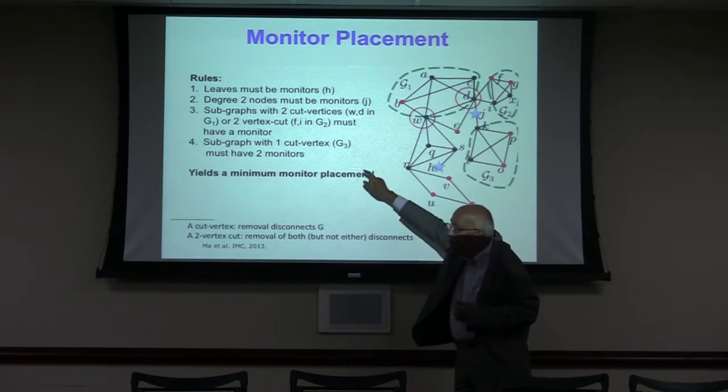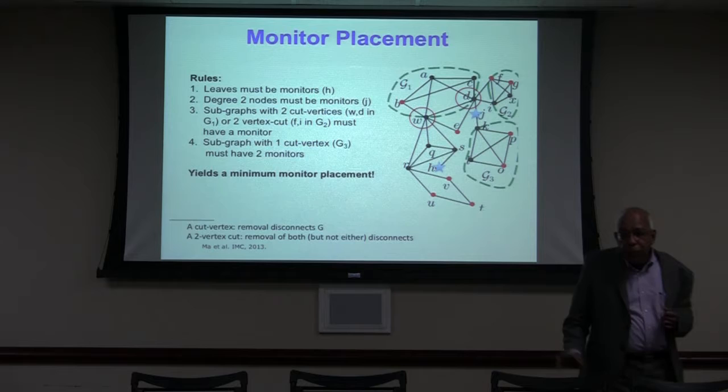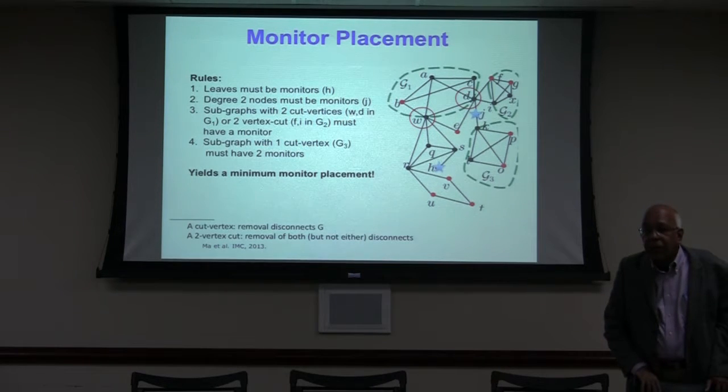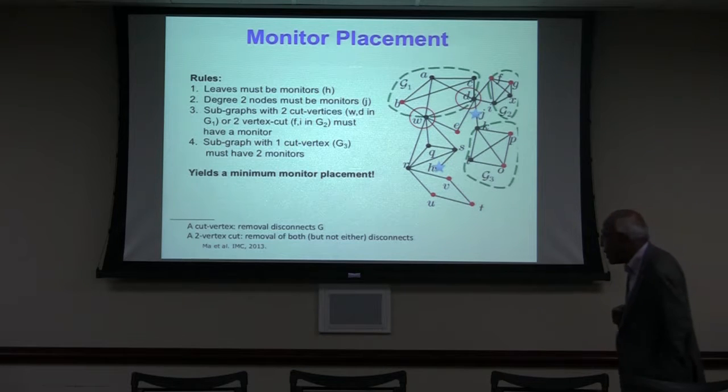So these are some simple rules, and it turns out we can show, though the proof is complicated, that this is sufficient, that this is Gaussian sufficient. This algorithm will give us the minimum placement of monitors. Now there are possibly many equivalent monitor placements, but it gives us one with the minimum number of monitors.